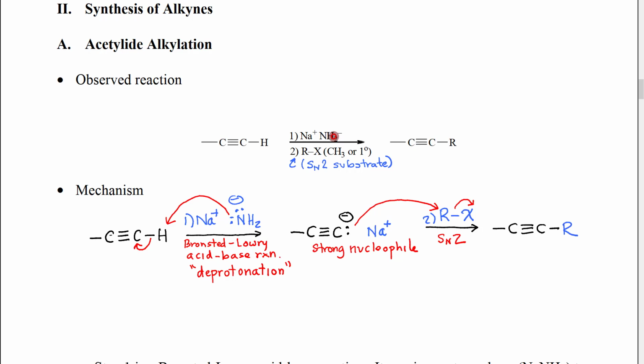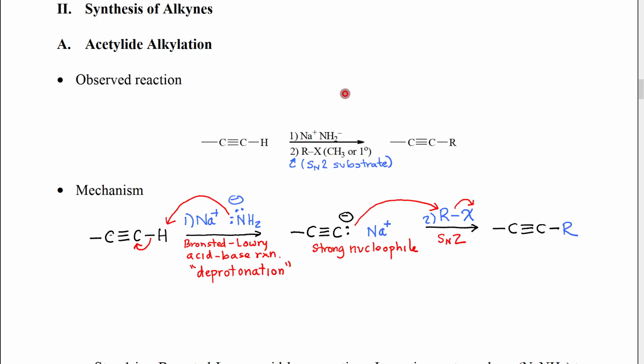That would deprotonate it. And then we treat it in a separate step, after we've allowed the sodium amide to completely react, with an alkyl halide, which we symbolize as carbon group attached to X, X being our symbol for a halogen. It should be noted that the carbon group should either be methyl or a primary carbon group. The reason for this is that we need it to be a very good SN2 substrate.